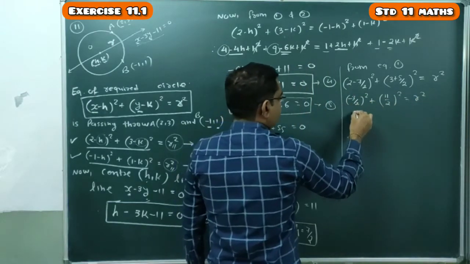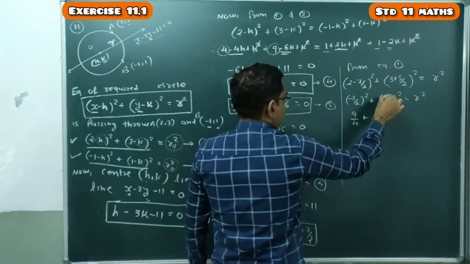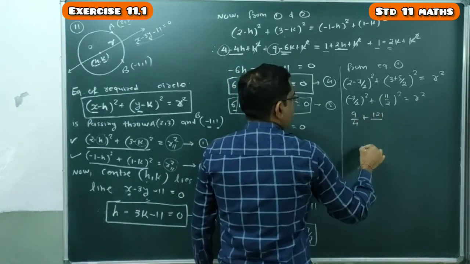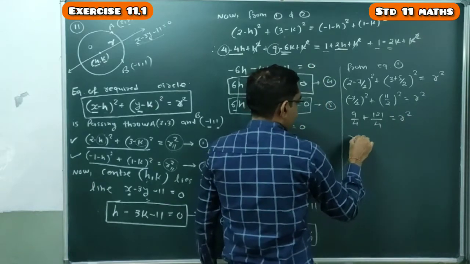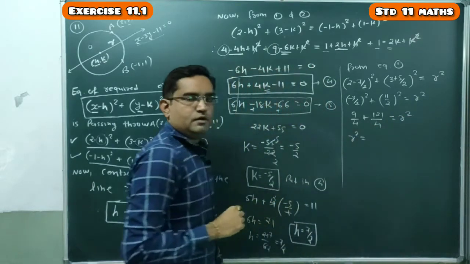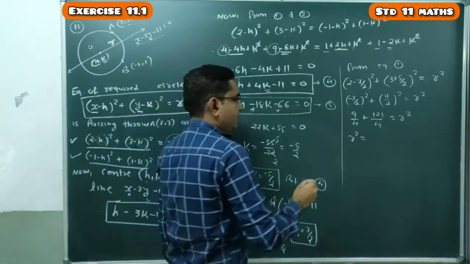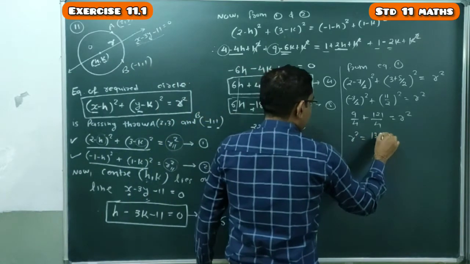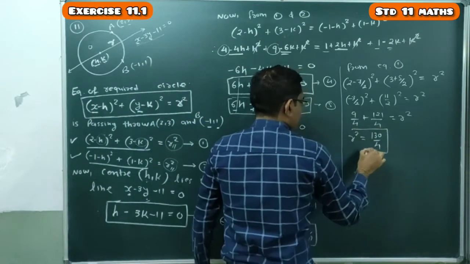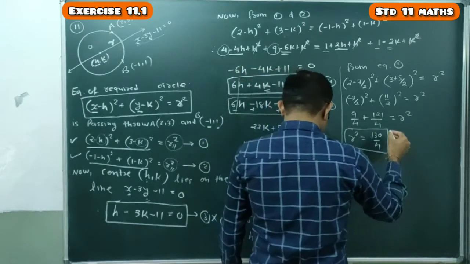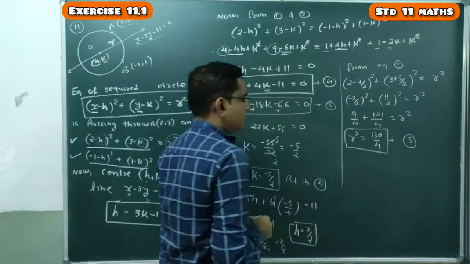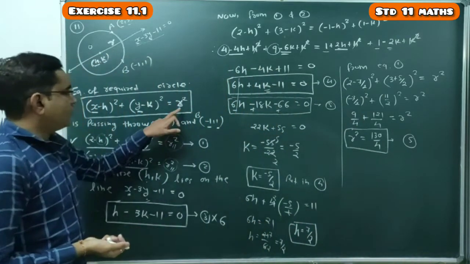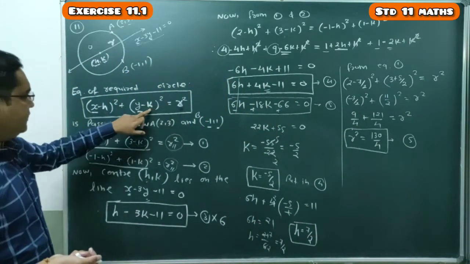Minus 3 by 2 square is 9 by 4. 11 square is 121 by 4, equal to r square, and hence our r square will be 121 plus 9, 130 by 4. 130 by 4. So this one is result number 5. Where have we reached? Result number 5. Done. R square is there, h is there, k is there.